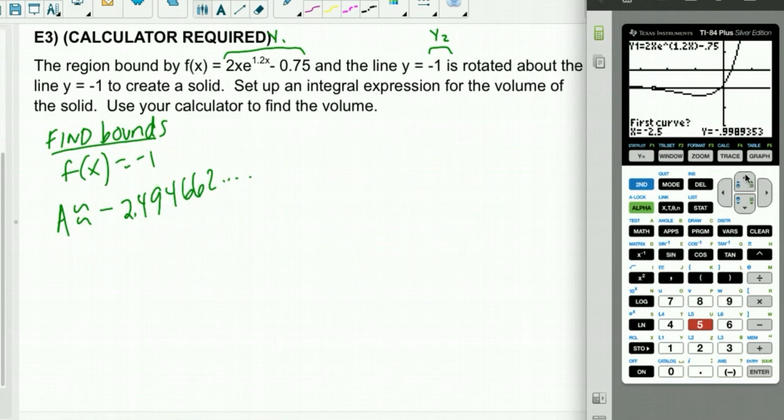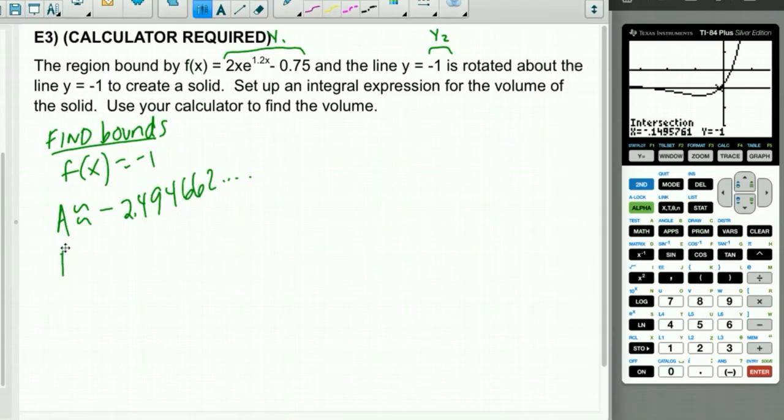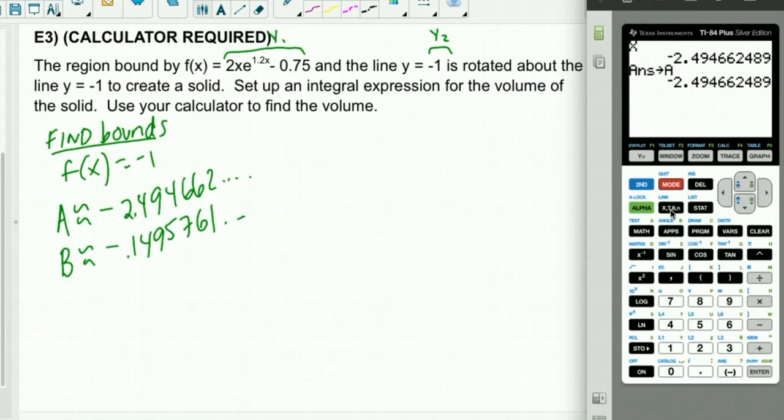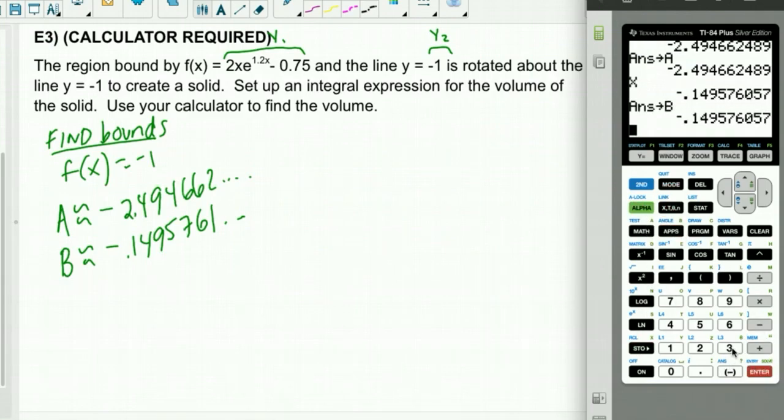And then go back to graph, second calc intersect. And then I'm going to hop on the line because the line will be the faster way to get to that spot. The line is a shorter distance than the curve. So I get to here, enter, enter, enter. And I get that the second one, the one I'm going to call B, is approximately negative 0.1495761, right? And I'm going to quit out of that, X, and then store that as alpha B, right? So I need those A's and B's.